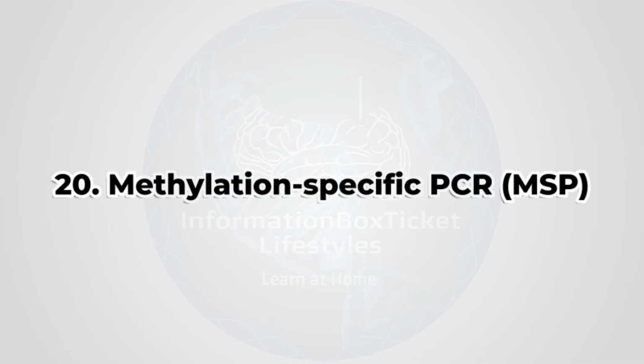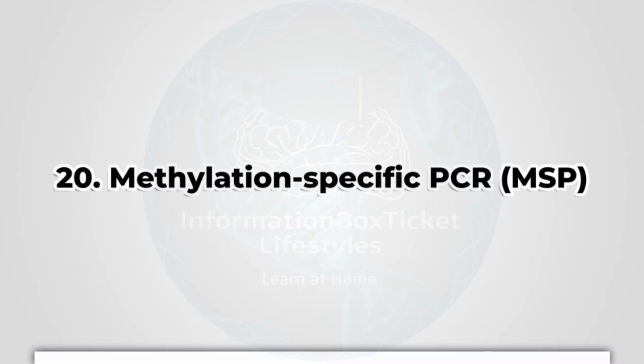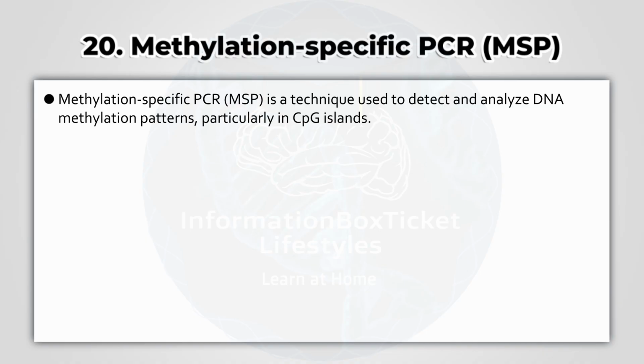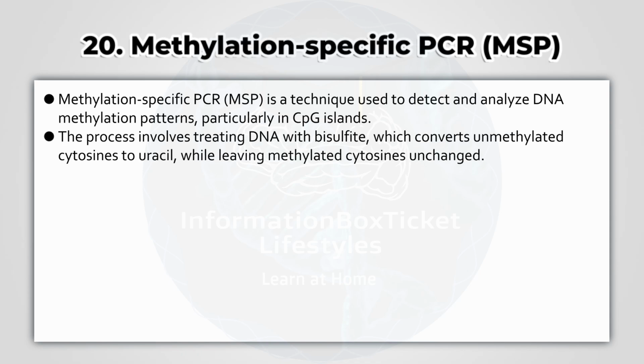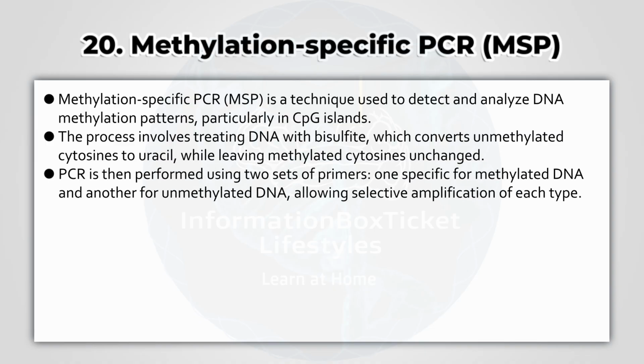20. Methylation-specific PCR, MSP. Methylation-specific PCR, MSP, is a technique used to detect and analyze DNA methylation patterns, particularly in CpG islands. The process involves treating DNA with bisulfite, which converts unmethylated cytosines to uracil, while leaving methylated cytosines unchanged. PCR is then performed using two sets of primers, one specific for methylated DNA and another for unmethylated DNA, allowing selective amplification of each type.